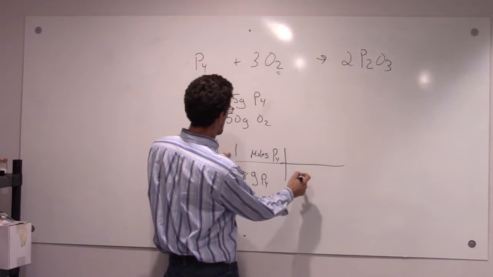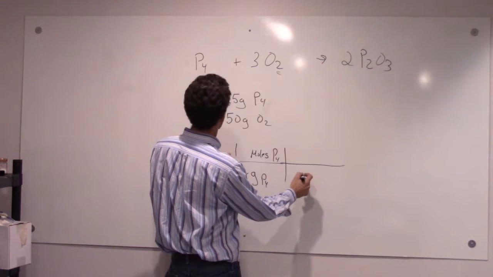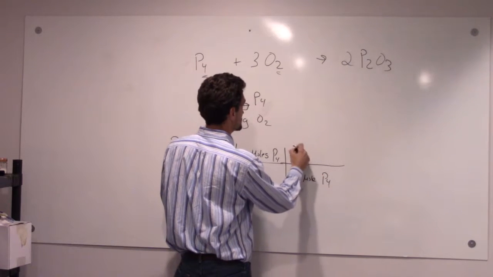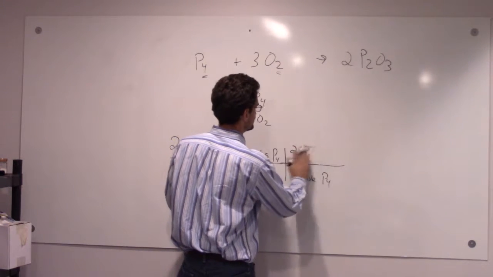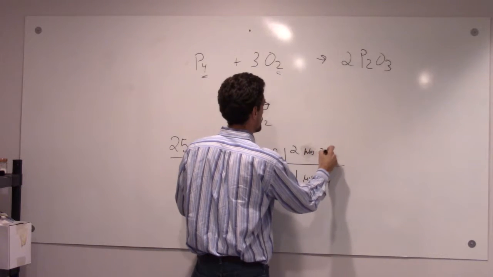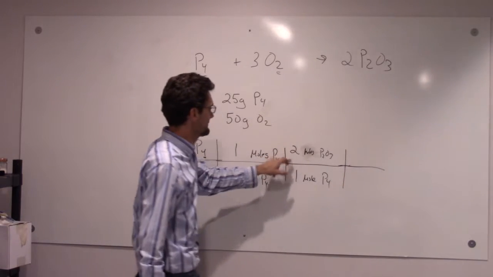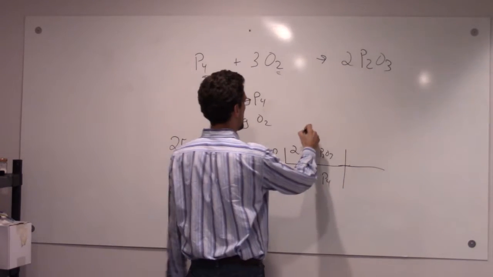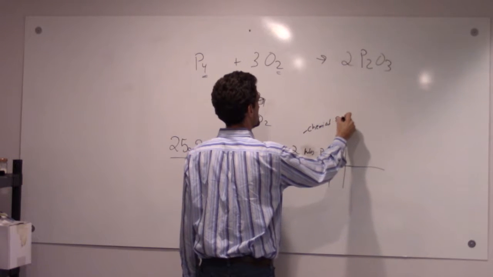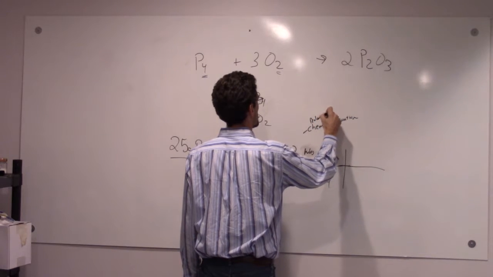All right. So, how many moles of P4 equal how many moles of P2O3? 1 mole of P4 equals 2 moles of P2O3. That's what I meant, I just got it backwards. Everyone see that? Where did these numbers come from? These numbers came from our chemical equation, our balanced chemical equation.